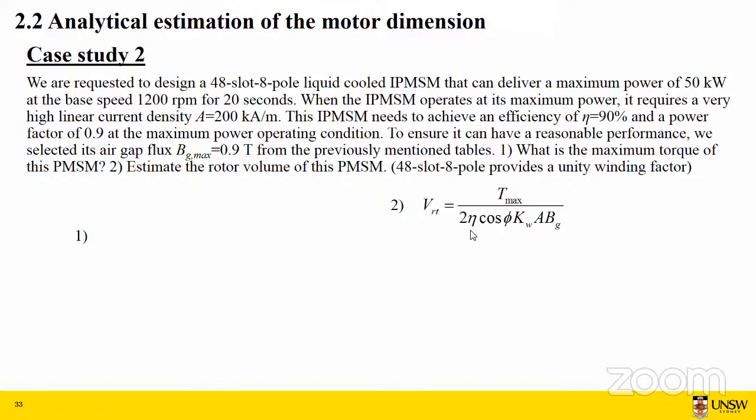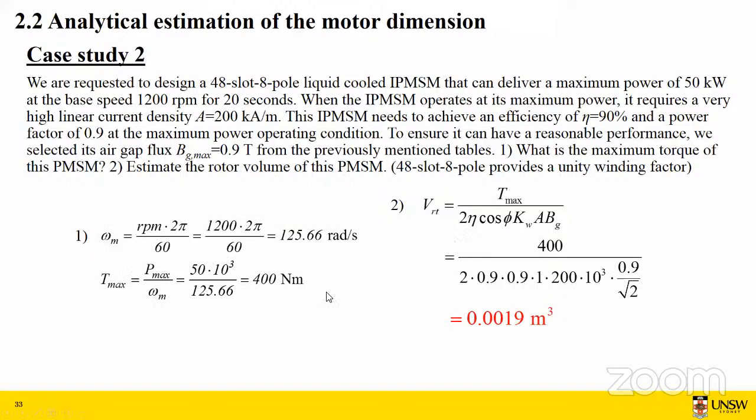This is 0.9, this is 0.9, this is 1, this is 220 kiloamp. This is 0.9. Divide by square root 2. Okay. So yes, 398 is correct. I just approximated the value to 400 Newton meter. Okay, then we put the maximum torque here, and then like I said, just put all the values here.